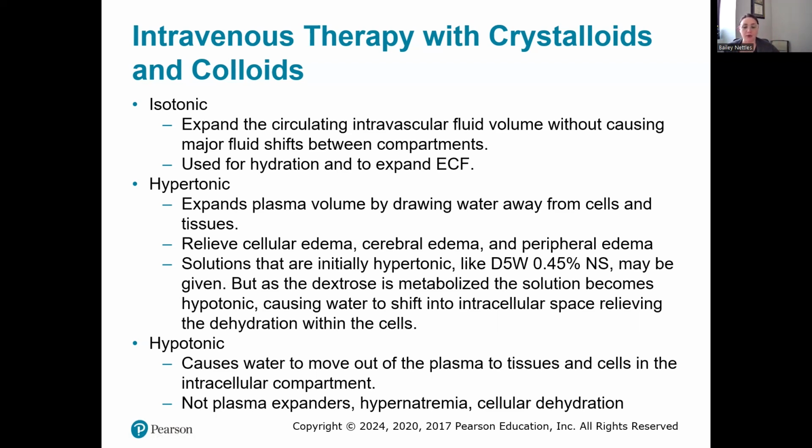So now we're into hypotonic. It causes water to move out of the plasma to the tissues and cells in the intracellular compartment. So it's taking the excess water that you have in the vessel and putting it either in the cell or in the tissue, okay? So they're not plasma expanders, right? They're not volume expanders. They're not helping your volume because your volume's already too much. So we use this for hypernatremia. When my sodium's super high and I want the water to move so that it can regulate, or for cellular dehydration. I want the water to go inside the cell because my cells are dehydrated.